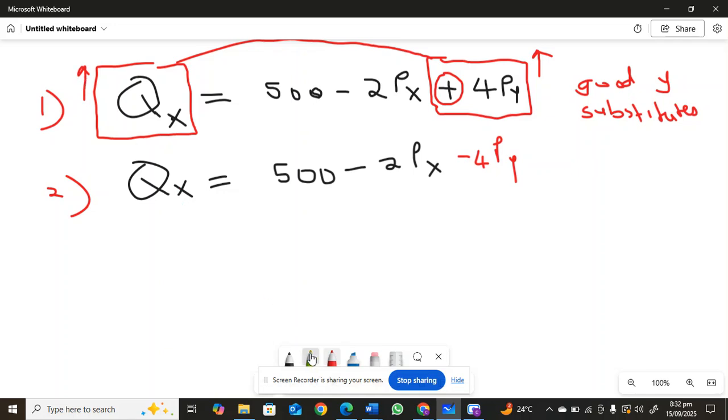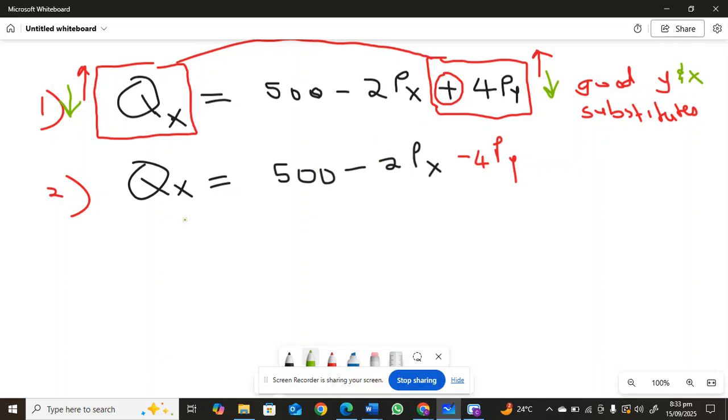Okay. If the price of good Y goes down, good Y becomes cheaper. People stop buying good X. They start buying more of good Y. So the quantity demanded of good X is also going to go down, right? So due to this positive sign, good X and Y are substitute goods.